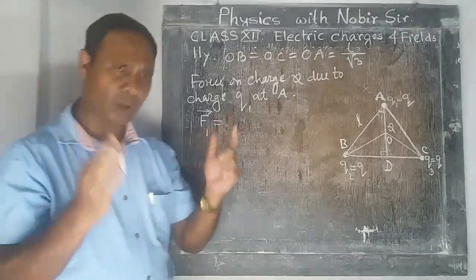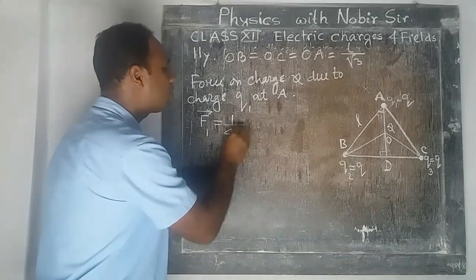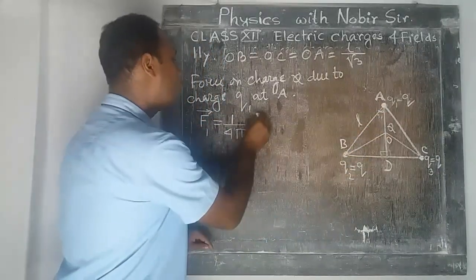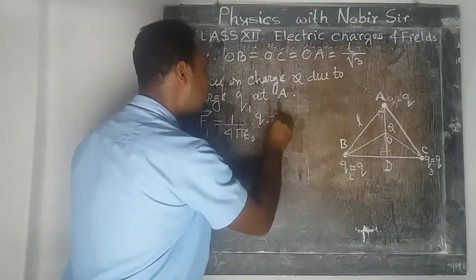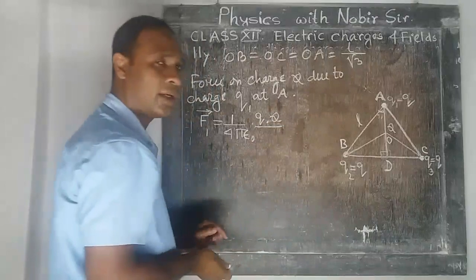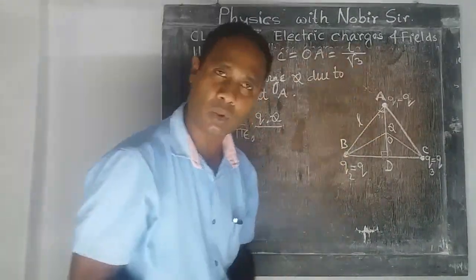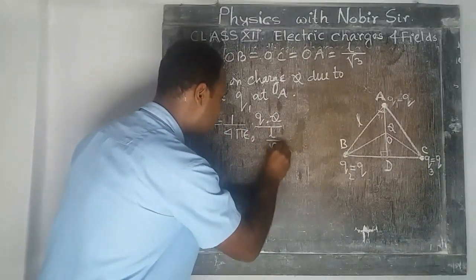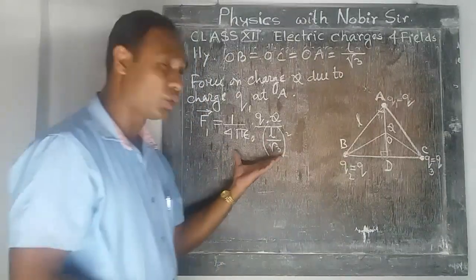From Coulomb's law of force, that is 1 by 4 pi epsilon naught Q1 Q2. Q1 means suppose small q, Q2 means capital Q, divided by distance square. What is that distance? That is AO. AO means L by root over 3, that is square, L by root 3 square. So this is the magnitude.